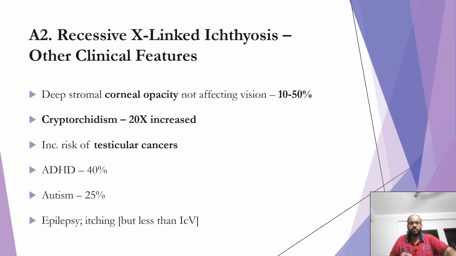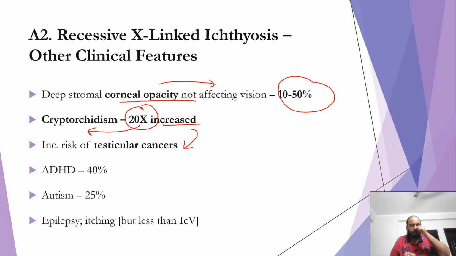Other clinical features include corneal opacity, but this corneal opacity does not affect vision. This corneal opacity is seen in about 10 to 50% of the cases. There's a 20 times increased chance of cryptorchidism. And this increases the risk of testicular carcinomas in patients who have XLI. 40% of cases can have ADHD, 25% can have autism, and epilepsy and itching are also features of XLI.